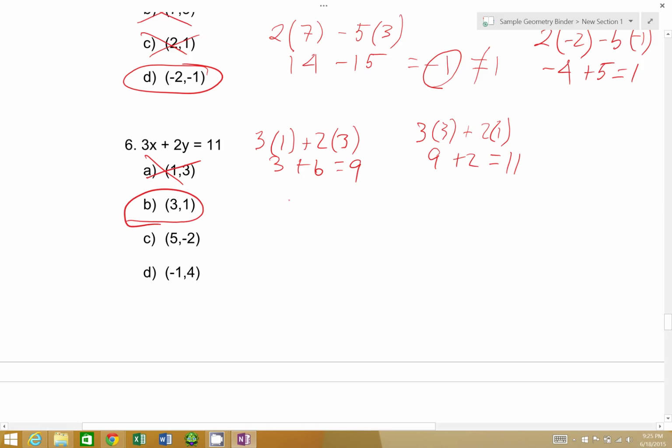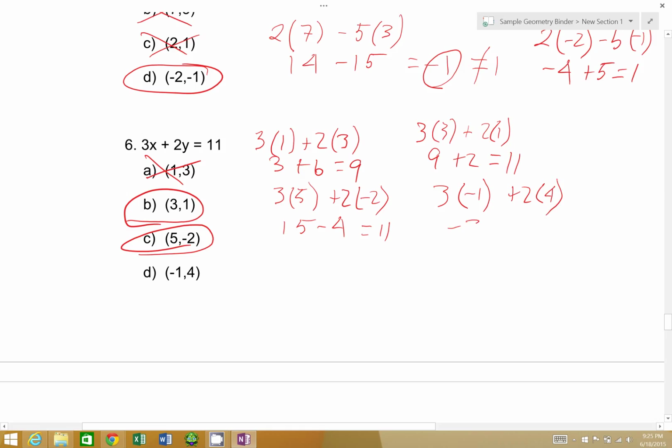Let's try 5 and negative 2. 3 times 5 plus 2 times negative 2 gives me 15 minus 4. That gives me 11. Hey, this one works too. Let's try negative 1 and 4. So 3 times negative 1 plus 2 times 4. Negative 3 plus 8.